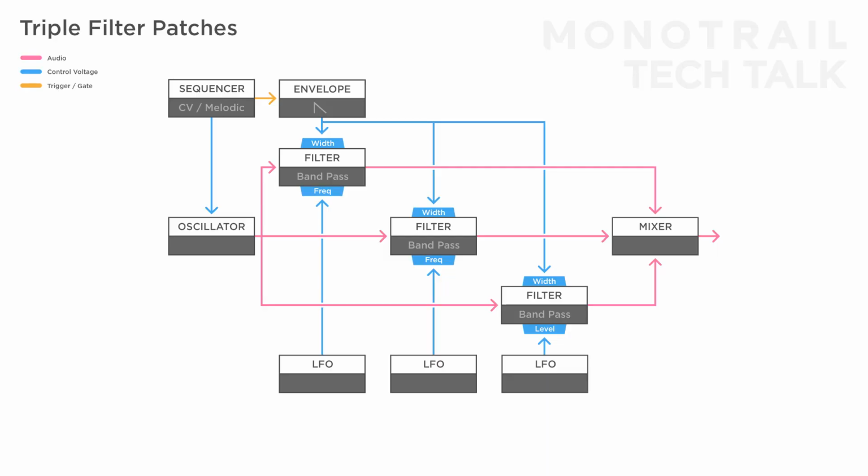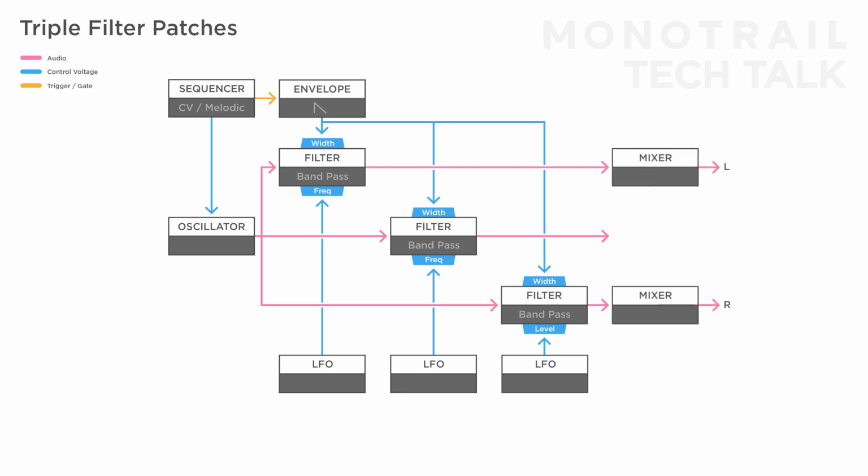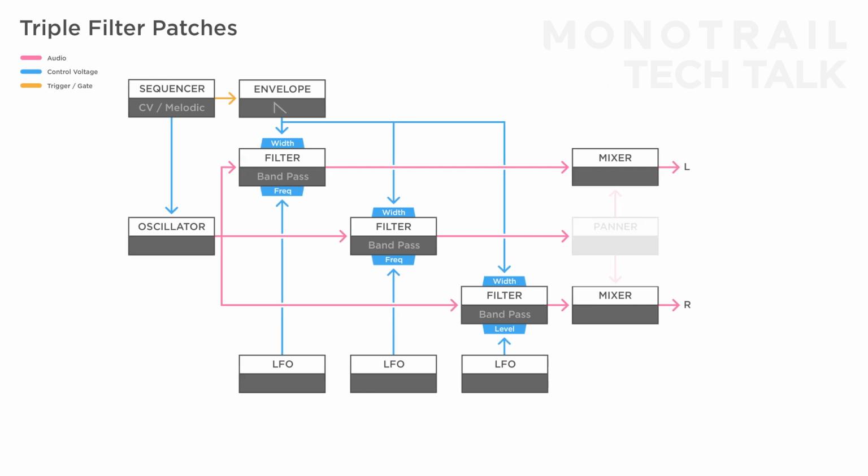You can still use the individual outputs of the filters to create other effects, like complex stereo setups, for example. Here, the same setup as the last patch is used, but instead of using the sum output, two filters are sent to individual mixers to create a stereo signal. Then the third filter is sent to a panner, and those left and right outputs are mixed in with the other stereo signal. Another LFO is used to modulate the panner.